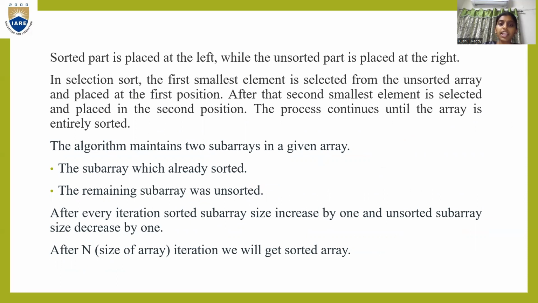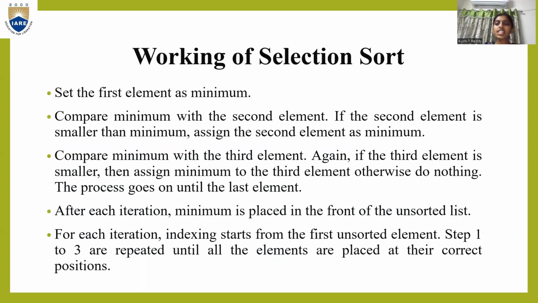So the algorithm mainly contains two subarrays: the subarray which is already sorted and the remaining subarray which is unsorted. After every iteration, the sorted subarray size increases by 1, whereas the unsorted subarray size decreases by 1. So after n iterations, we will get the sorted array. Here, n is nothing but the size of the array. So let us see the working of selection sort.